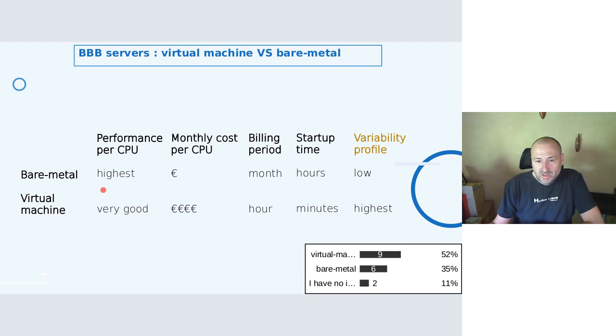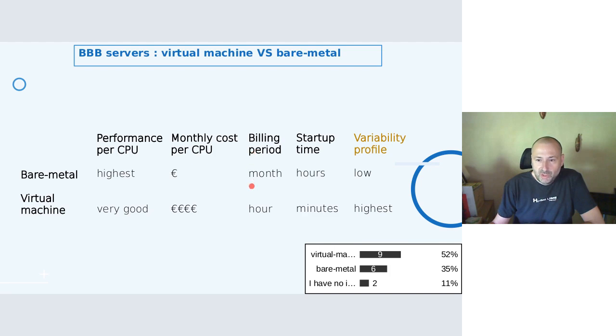What makes virtual machines more interesting? Well, in terms of performance per CPU, they're very good. Bare metal is the highest performance, but virtual machines are very expensive if you rate it on a monthly rate. The monthly cost per CPU is very high for a virtual machine.